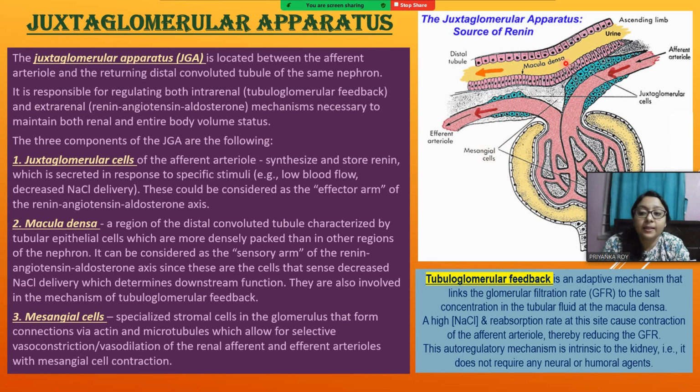Now they sense whatever constant salt concentration is there, and they simply relay this message to the juxtaglomerular cells whether to secrete renin or not. Now the mesangial cells form connections via actin and microtubules, and they allow selective vasoconstriction and selective vasodilation. That means constriction and dilation of the blood vessels of the renal afferent and efferent arterioles. So they control the blood flow into the glomerulus.